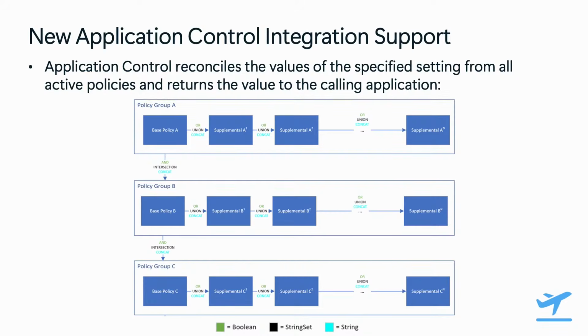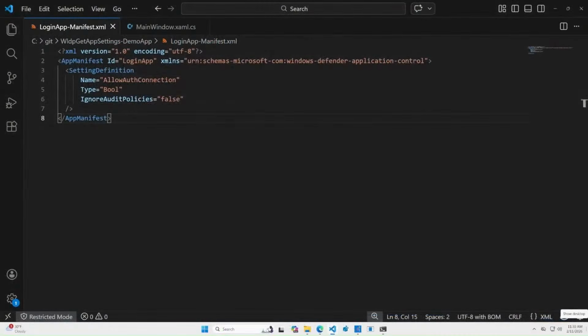Let's take a look at an example of an application I integrated with App Control. Getting started requires an app manifest file describing the application's new setting to be defined in the policy. The manifest file, like I mentioned before, can be stored remotely, in which case App Control will parse it from the network, or locally. Each manifest file must have the application ID and one or more setting definitions. Each setting definition must have the name, its type, and whether you want App Control to ignore the setting within audit mode policies.